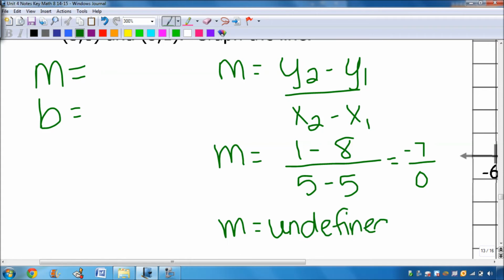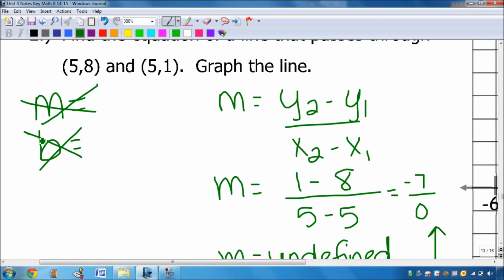Well, if the slope is undefined, it means that the line is vertical. If a line is vertical, it does not have a slope, and it never will cross the y-axis unless it is the y-axis. So there's no y-intercept either. So the question is, what is the equation of my line? What I'm going to do instead for this problem right here is I'm going to graph out the points first and see what ends up happening.